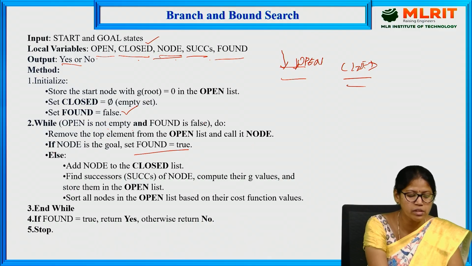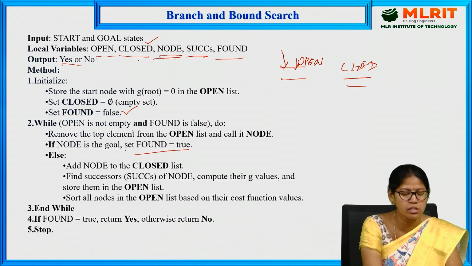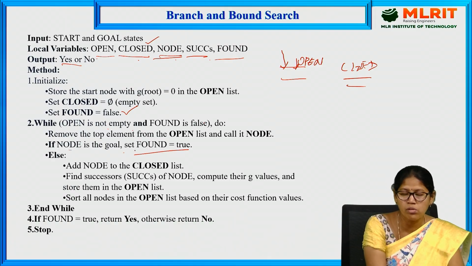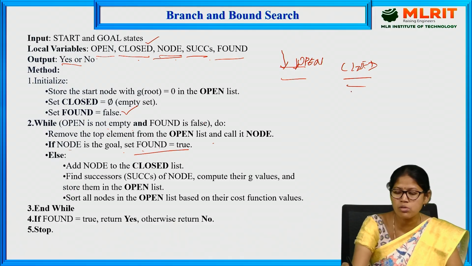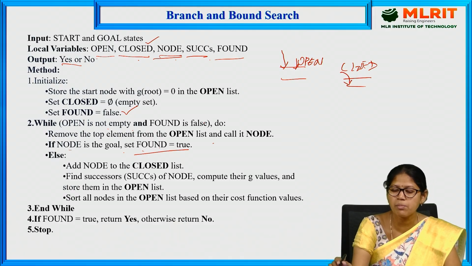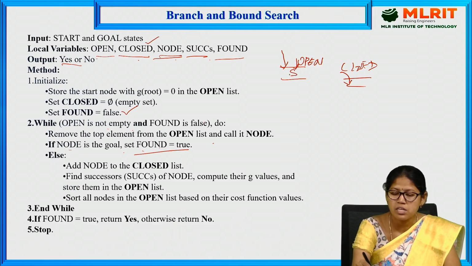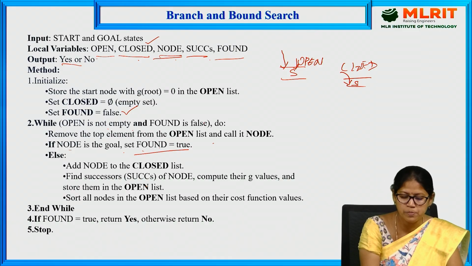If the current node is the goal node, then set found equal to true. Else, add the node to the closed list, so that it is already examined. So add that start node into the closed list. Find successors of that node.